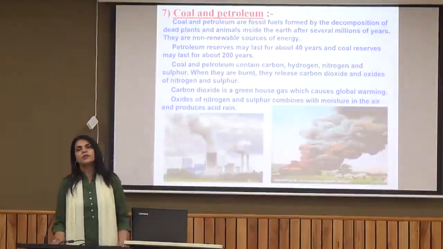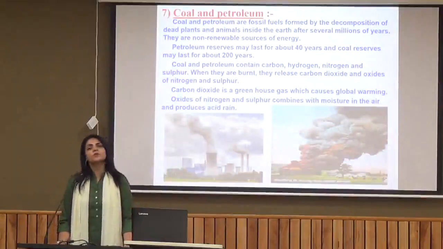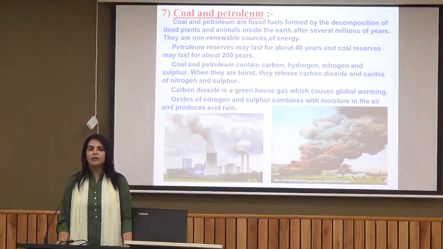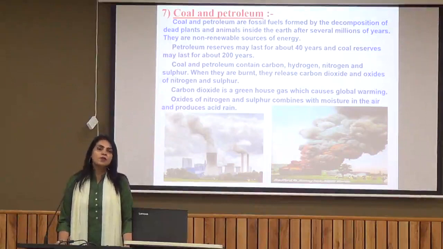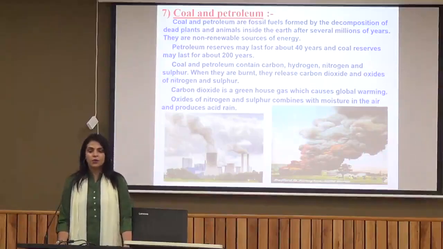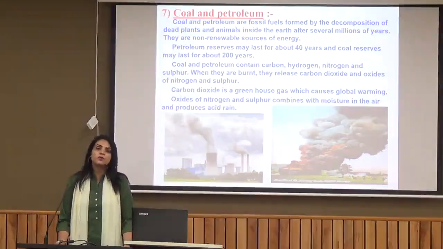Now children, the last natural resource which we are going to study in this chapter is coal and petroleum. We have done coal and petroleum in the chapter on sources of energy also, as fossil fuels. As we all are aware, they are fossil fuels formed by the decomposition of dead plants and animals inside the earth over several million years. These are non-renewable resources of energy. We cannot renew them. That is why whenever we use them, we should use them in a very judicious manner. We cannot use them like this, because the petroleum reserve may last for about 40 years and the coal reserve for about 200 years. If we use them like this, it might be possible that our future generations, our children or grandchildren, will not be able to use them as fuel.